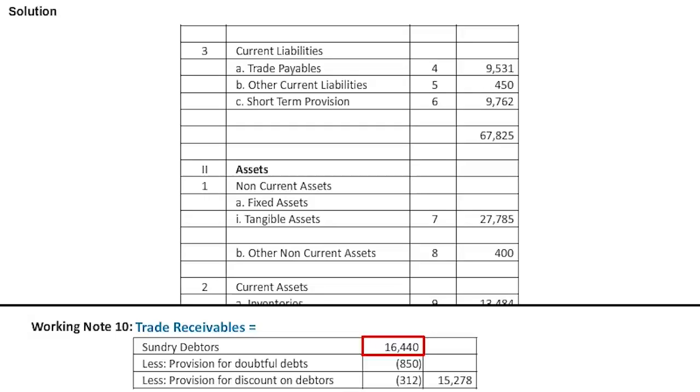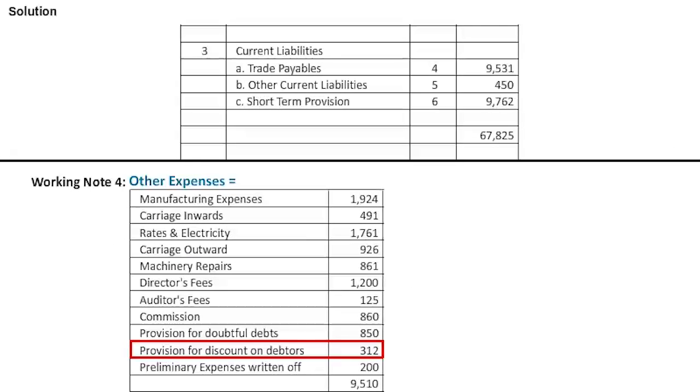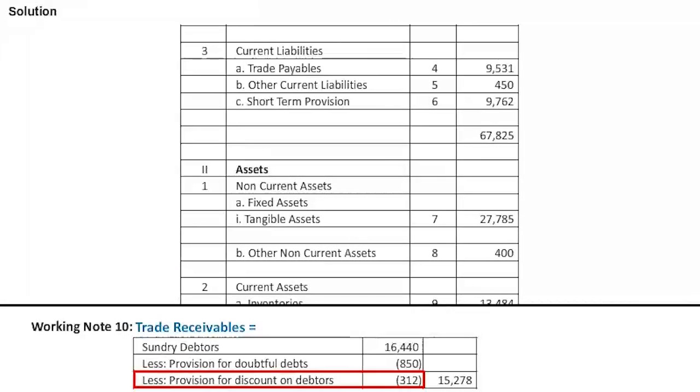So 16,444 was as per the trial balance. Then provide a further 312 rupees for discount on debtors. Again same treatment: 312 discount on debtors will be part of your other expenses, and 312 will be deducted from your debtors. So net 15,278 is your trade receivables. If you go to the balance sheet, it is 15,278.